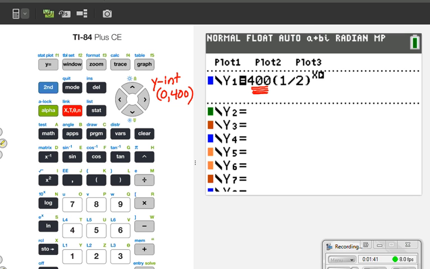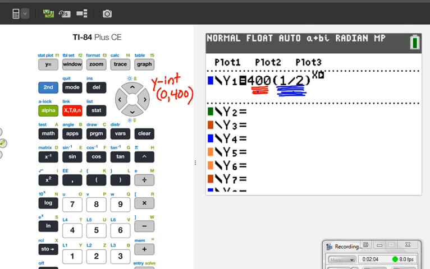And then what's going to happen to 400 every time x goes up by 1? What's going to happen to my number when I multiply by 1/2? It's going to cut in half, right? So it's going to be 400, 200, 100, 50. In fact, it's going to get closer and closer to the x-axis without crossing.